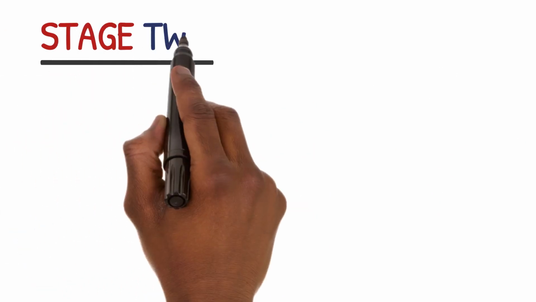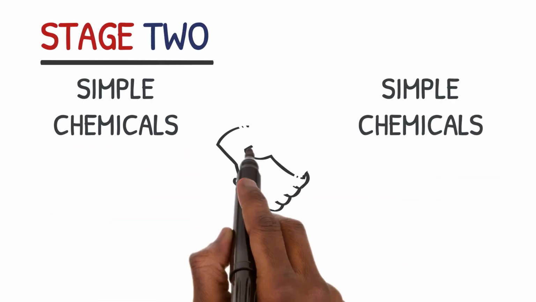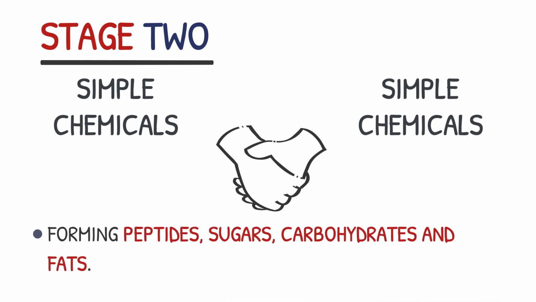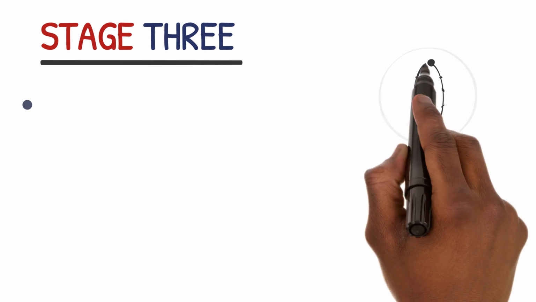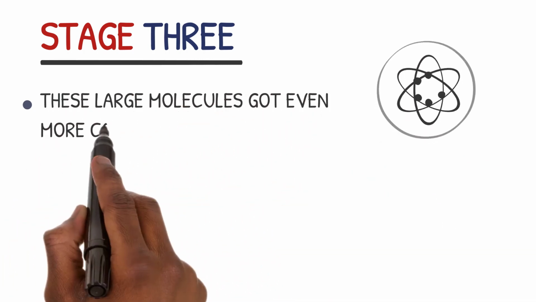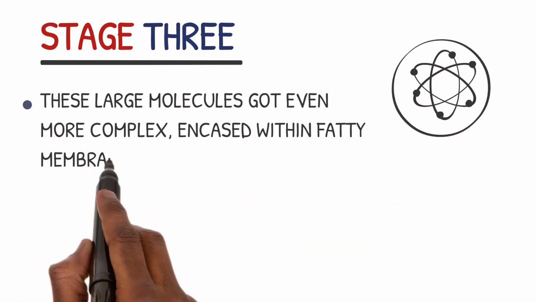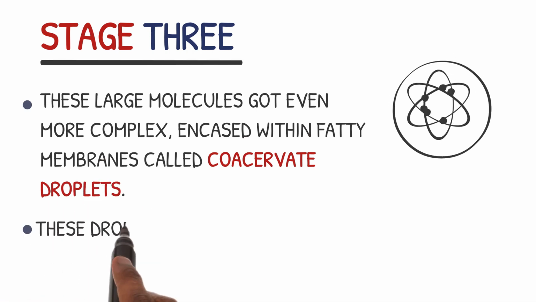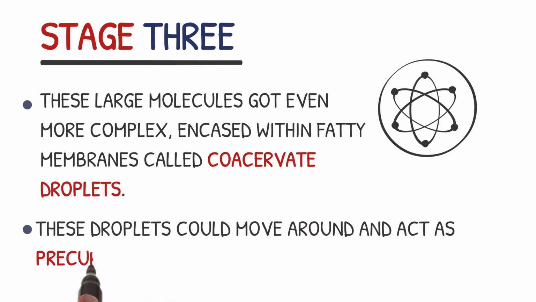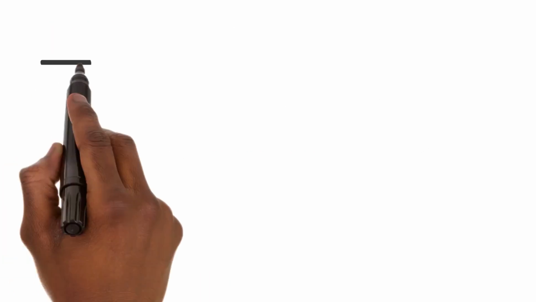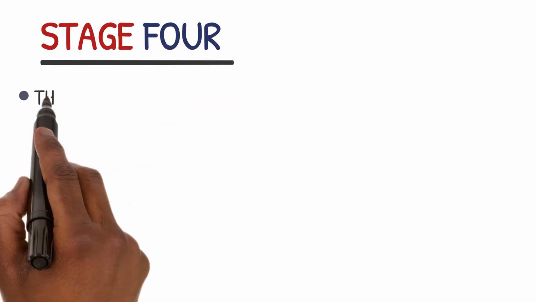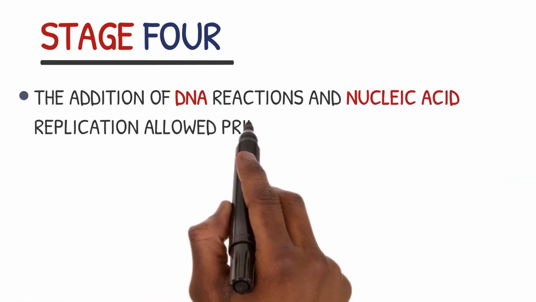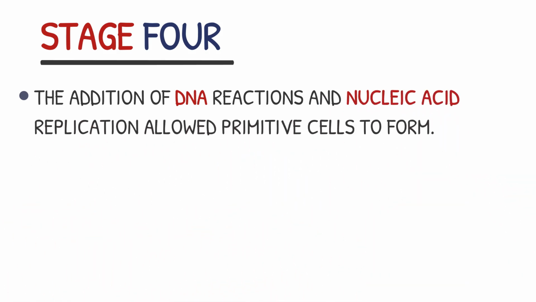In stage 2, simple chemicals joined forces, forming peptides, sugars, carbohydrates, and fats. In stage 3, these large molecules got even more complex, encased within fatty membranes called coacervate droplets. These droplets could move around and act as precursors to cells. And finally, in stage 4, the addition of DNA reactions and nucleic acid replication allowed primitive cells to form.